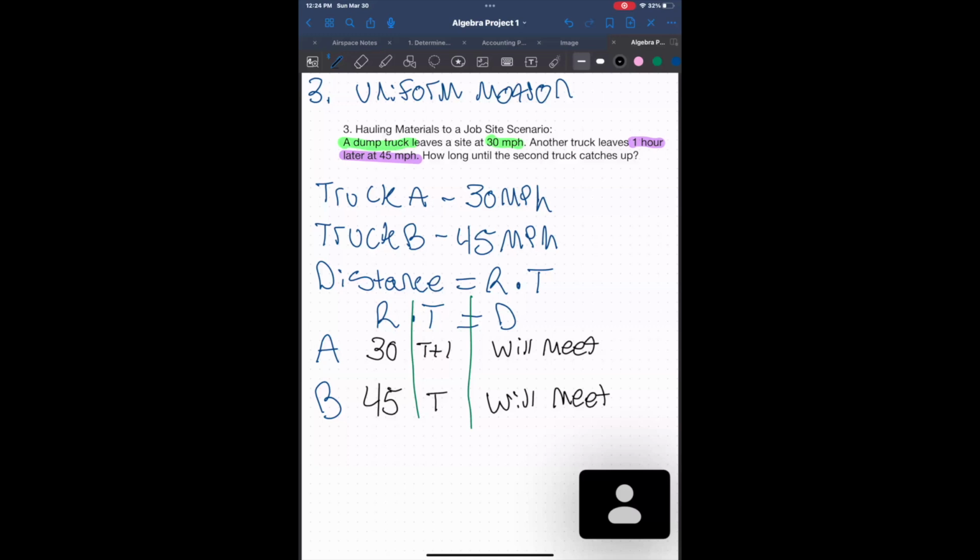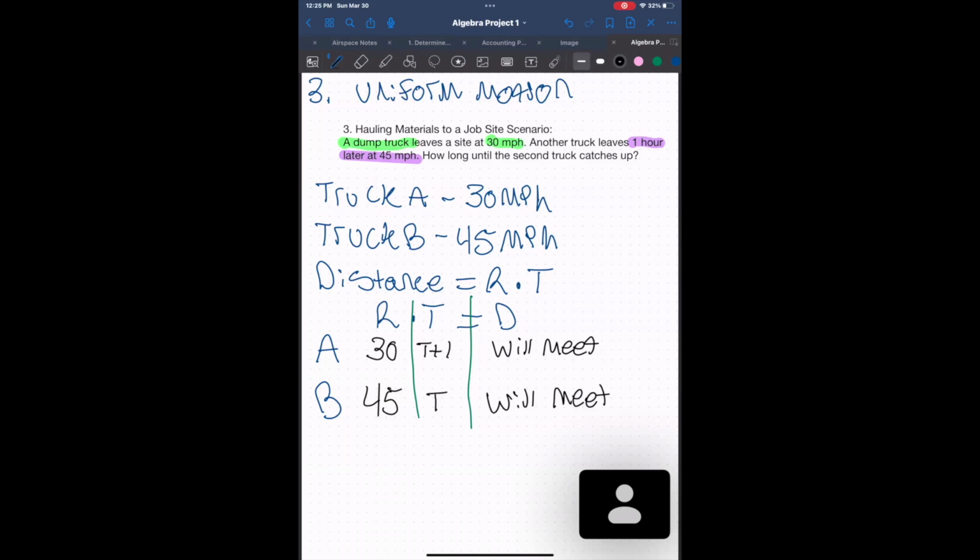Okay, so here's another construction problem. It's a uniform motion problem. This is going to be number 3. We have a group that's hauling materials to a job site. One of the dump trucks leaves a little bit earlier, one of them leaves a little bit later, but it's faster. So dump truck A is leaving at 30, another truck leaves 1 hour later at 45. So we have a difference. We're going to use A as the 30 miles per hour and B as 45 miles per hour.